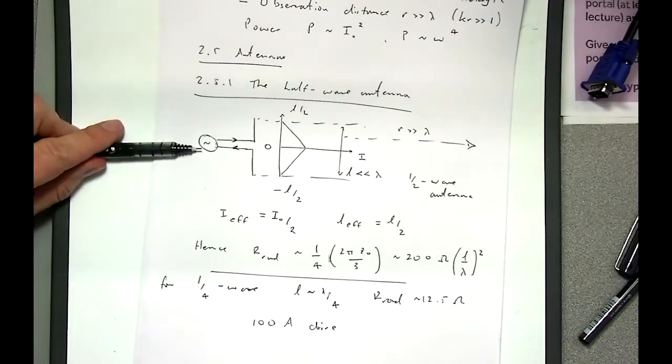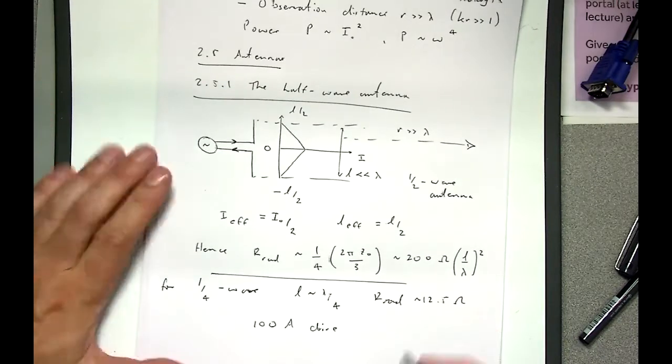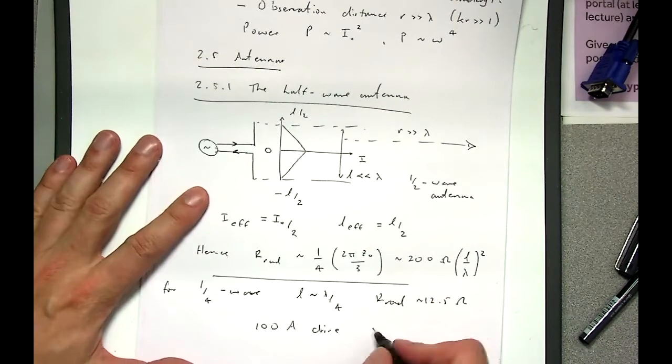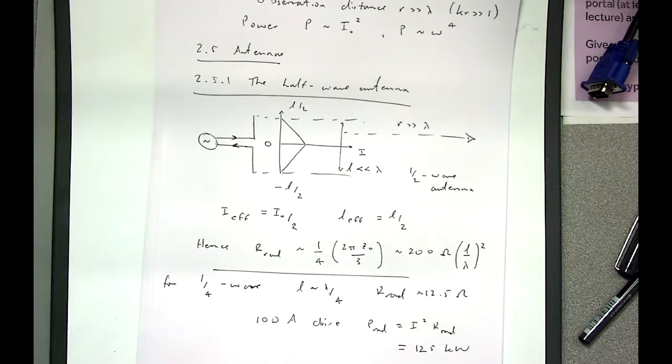Our 100 amp power supply that's driving the antenna, instead of giving me 500 kilowatts, it's now giving me something less. That's the important thing to take away at this point. So as the radiation resistance drops, the power emitted also drops for a given supply current, about a factor of 4 lower using our simple picture. Now, let's do that again properly.